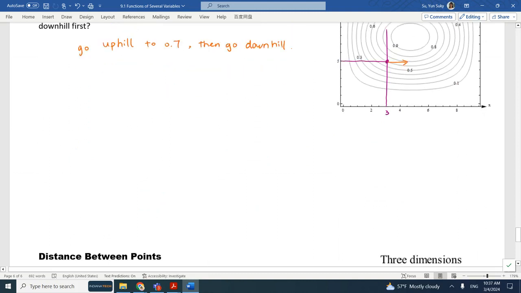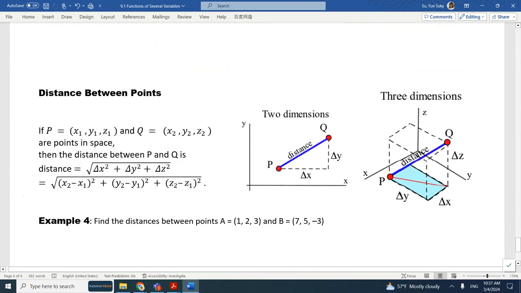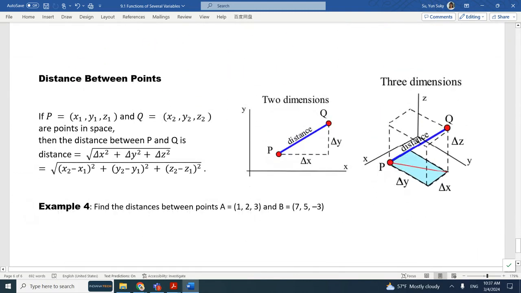Okay. Next concept, distance between points. Do you remember the formula for the distance of the 2 points? It is the square root of the change of x squared plus the change of y squared, right? The distance between 2 points. That is because of the Pythagorean theorem. This guy's square plus this guy's square is this guy's square.